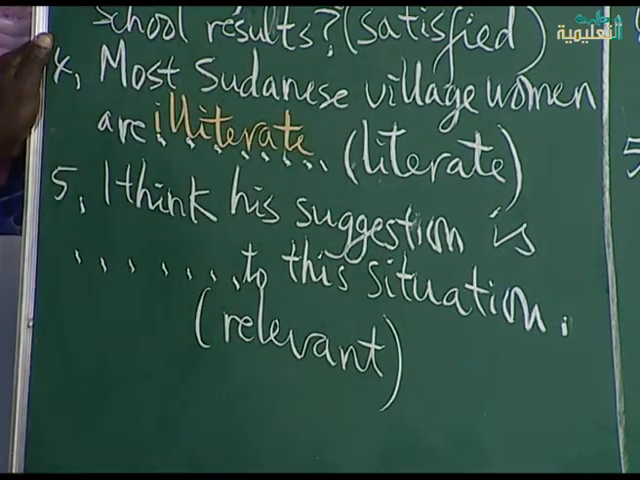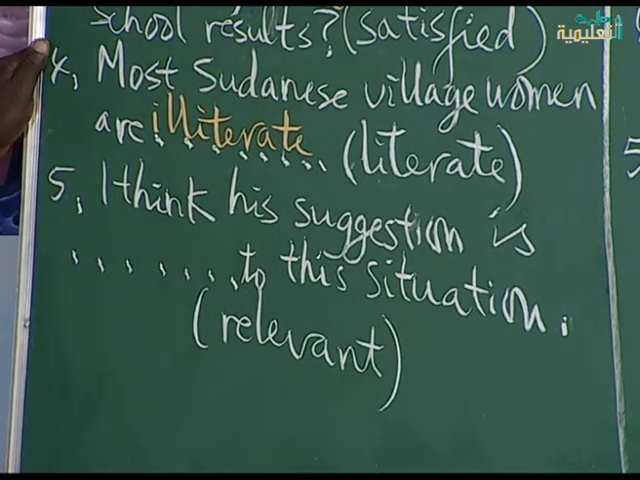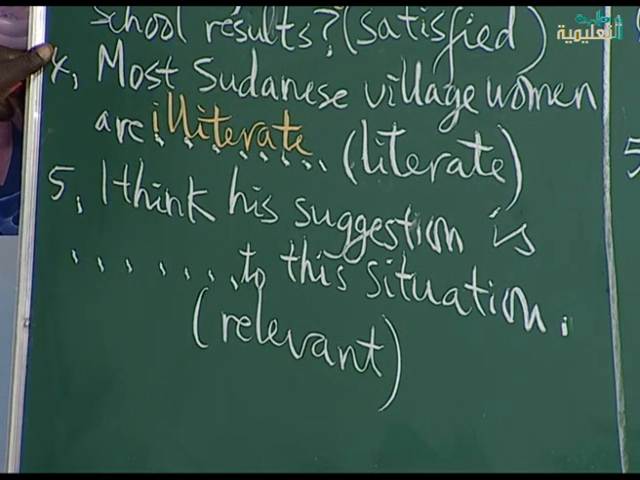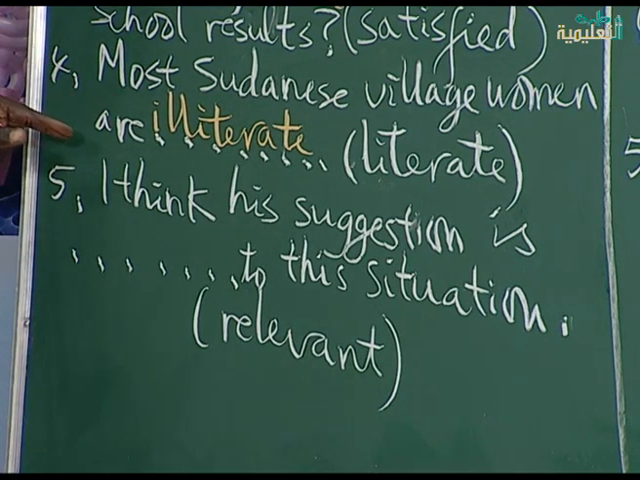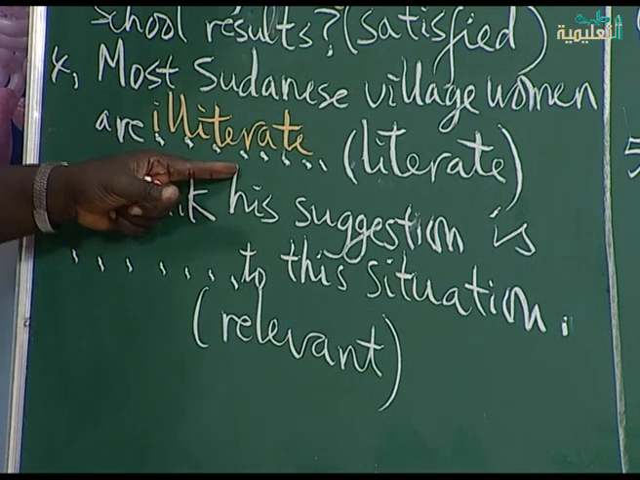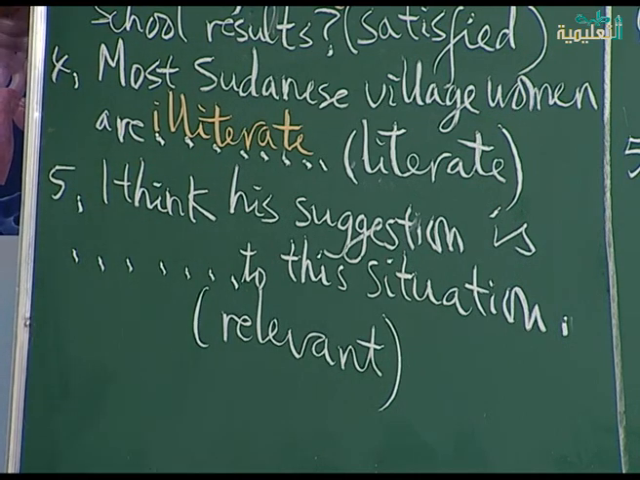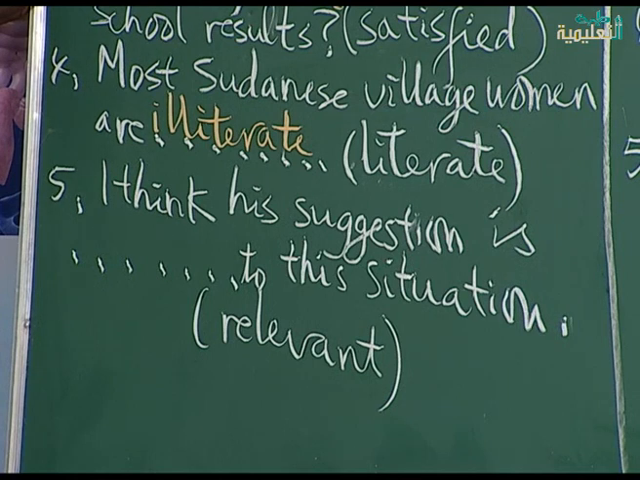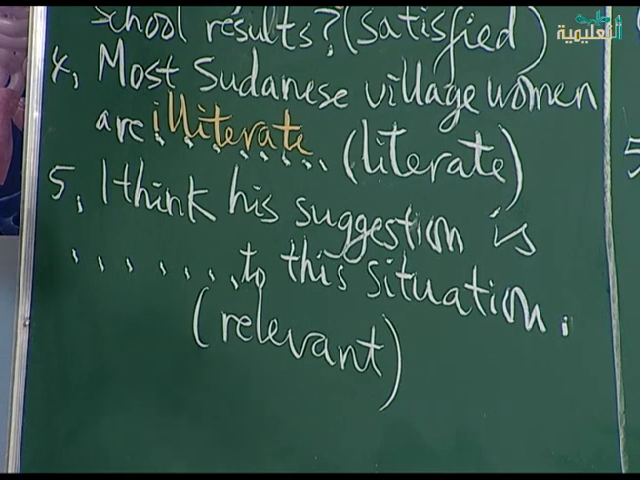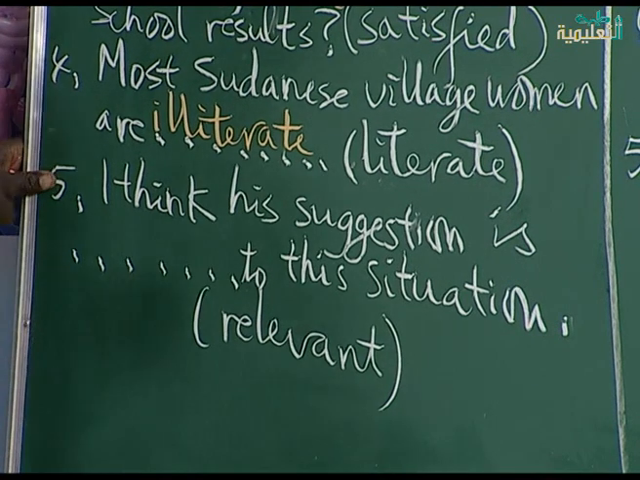I'm going to take the prefix IL from the list. So the sentence reads, most Sudanese village women are illiterate. That means they are unable to read or write. Of course, we have the noun from literate. The noun from literate is literacy.